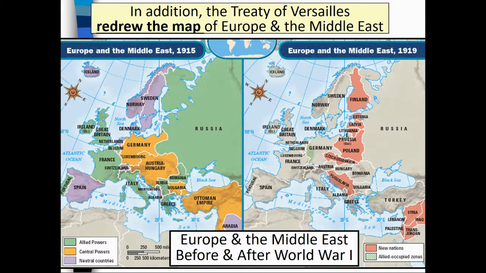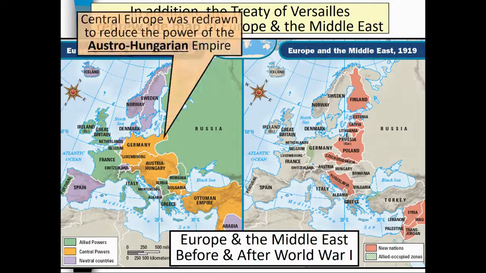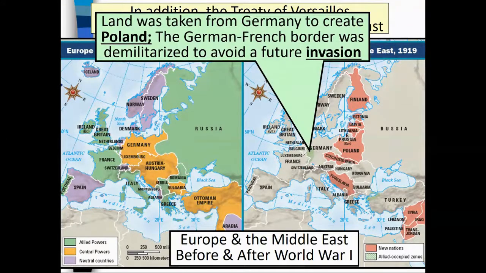In addition, the Treaty of Versailles redrew the map of Europe and the Middle East. Central Europe was redrawn to reduce the power of the Austro-Hungarian Empire. Land was taken from Germany to create Poland. The German-French border was demilitarized to avoid a future invasion.